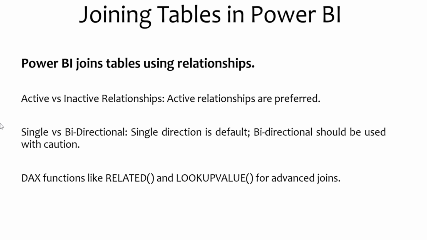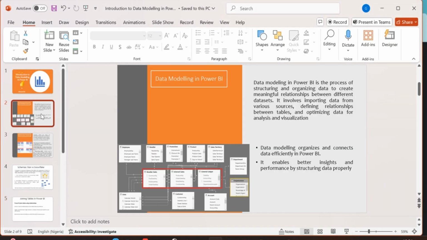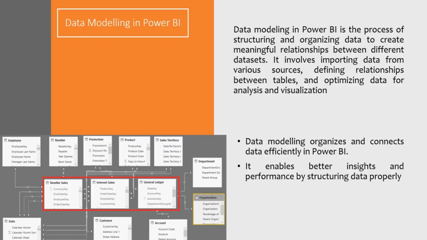Then again, single versus bidirectional in table joins. Single direction is the default. Bidirectional should be used with caution. I mentioned this earlier. So this is single direction, whereby you have the arrow from the dimension table facing the fact table.